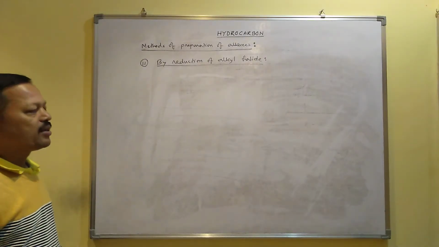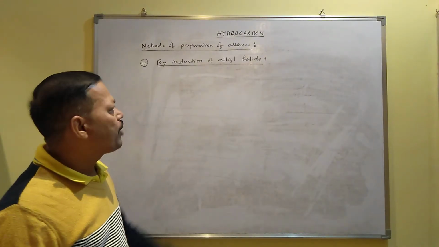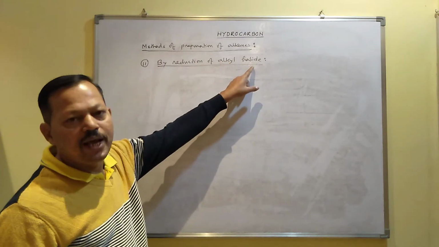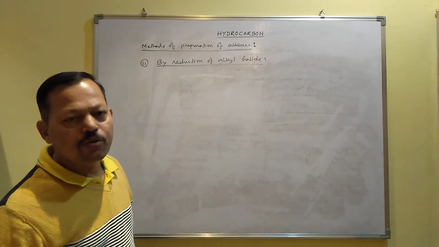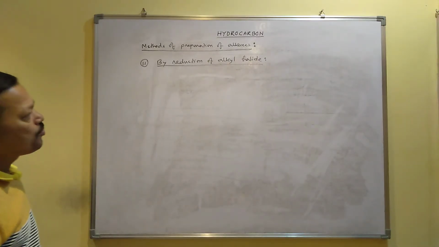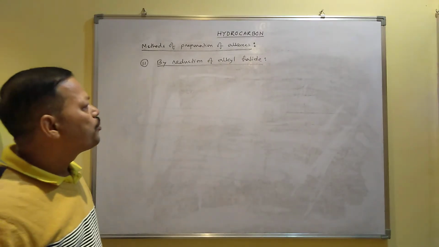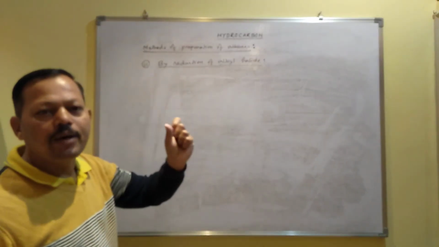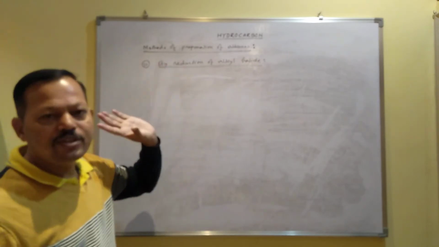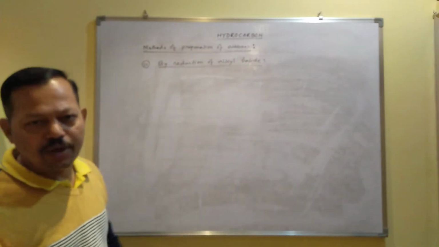This is another method. Alkyl halide means haloalkane. I mean, when alkyl group combines with halogen, halogen means fluorine, chlorine, bromine, iodine, then those compounds are called alkyl halide or haloalkanes. From this haloalkane also you can prepare the alkanes. What you have to do? One alkyl halide you have to take, and then you have to do reduction of that alkyl halide, then it will convert it to alkane.